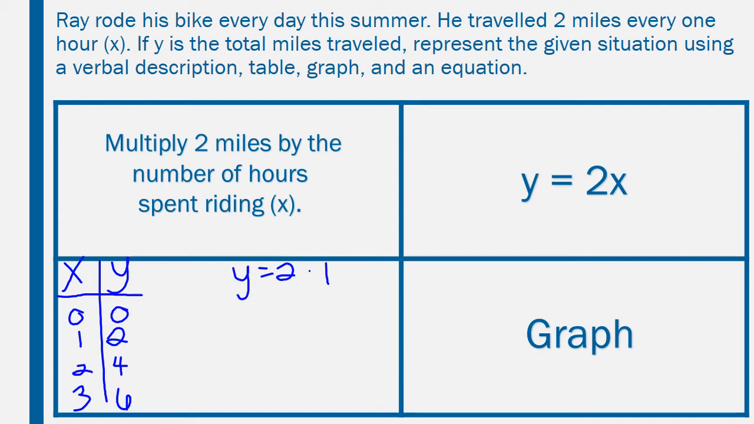All right, roll the dice again. Group number 3, stand up. All right, Thomas. How did we graph this? How do we create a graph?